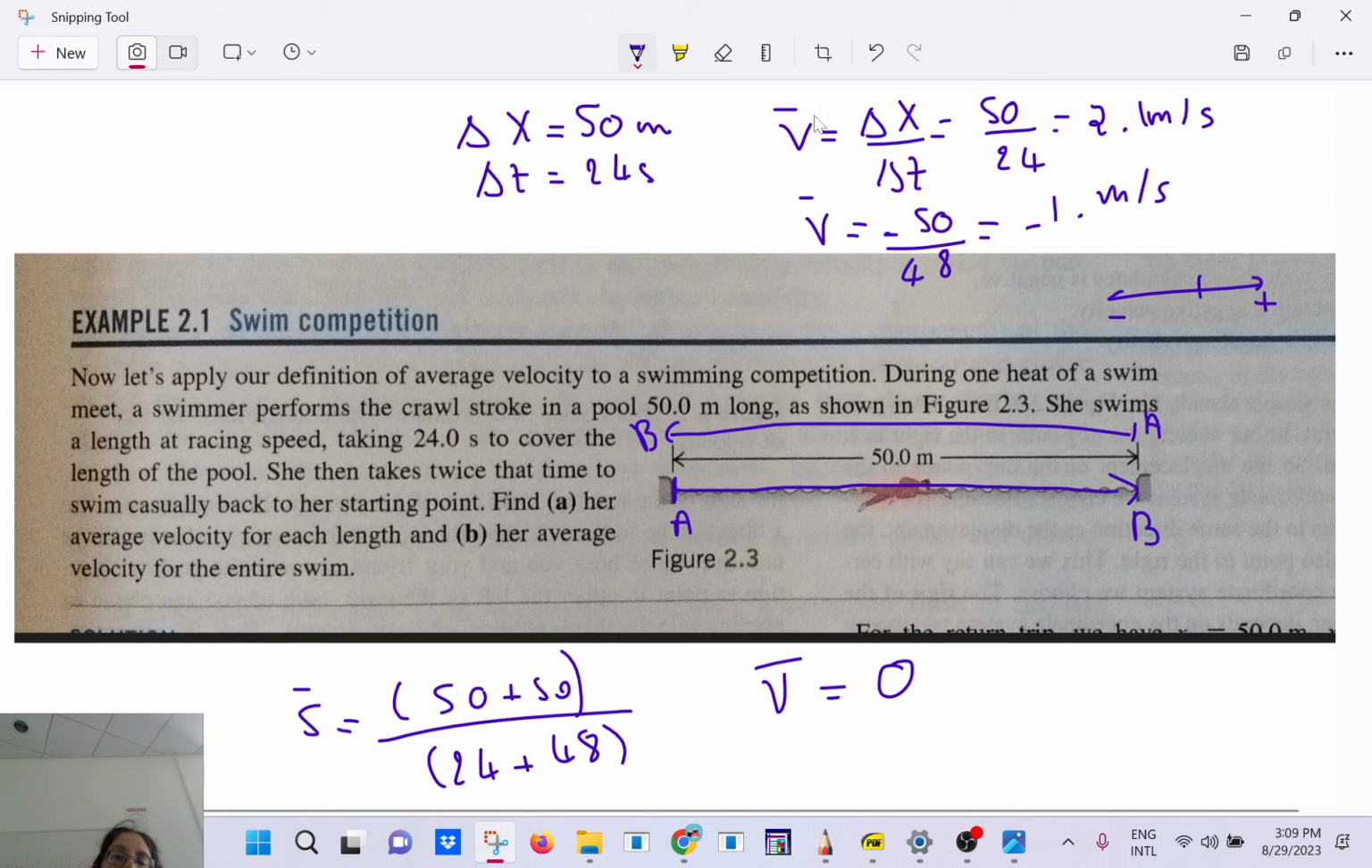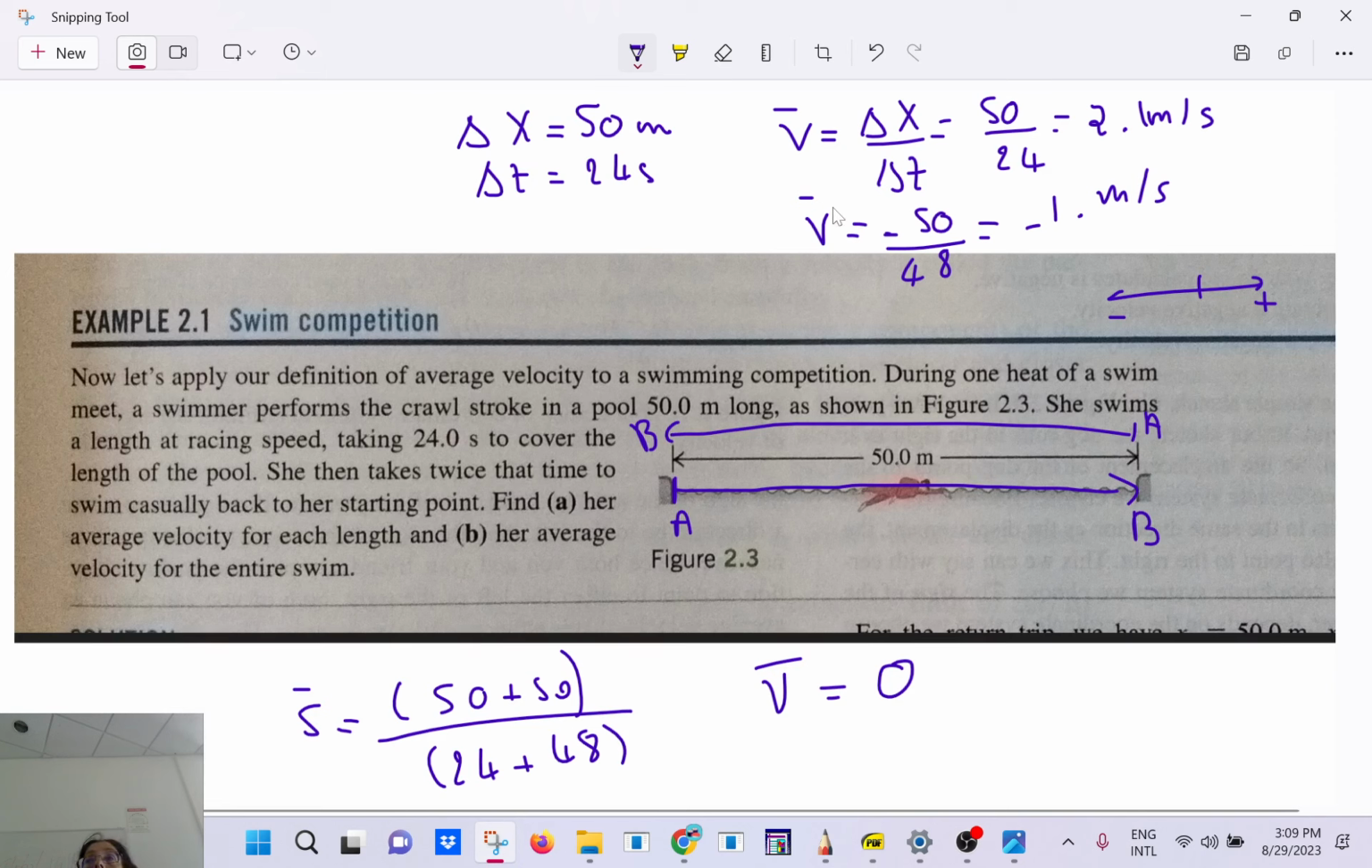Because the average velocity is the total displacement over total time. And you go back to the same place, so displacement is zero. If you go back to the same place, the displacement is zero, but not the distance. And velocity depends on the displacement. Velocity, by definition, is just a definition. Velocity is displacement over time.